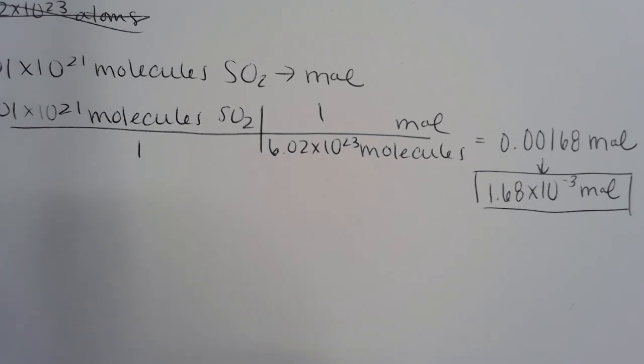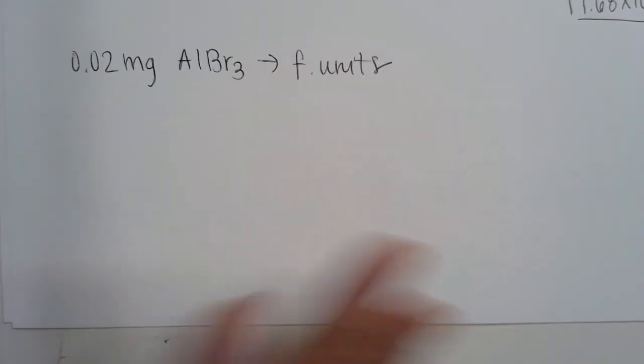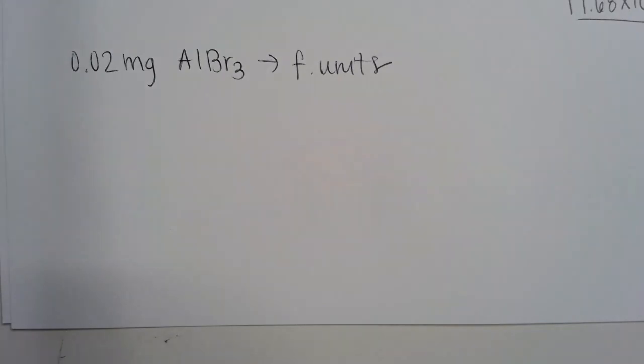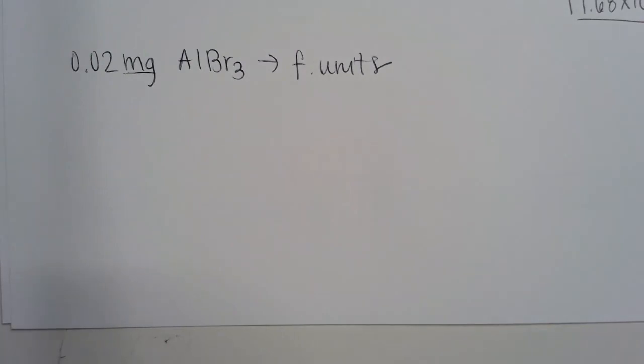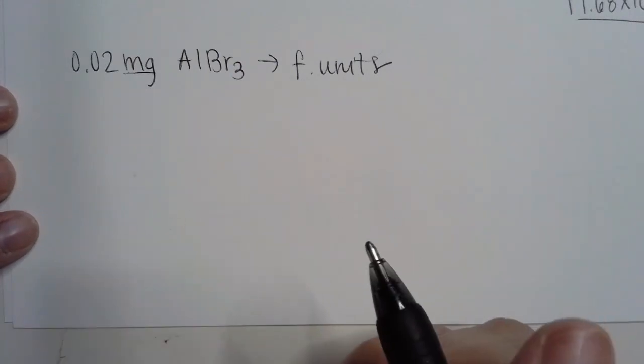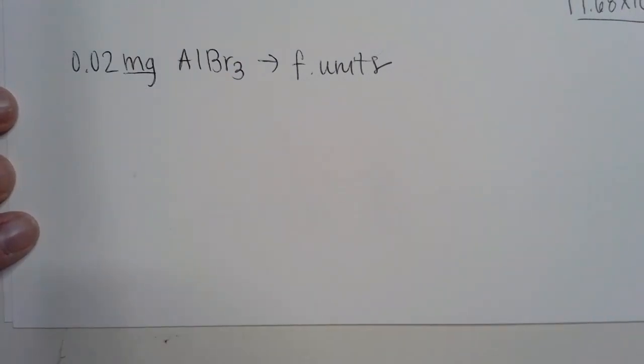Let's try one more, slightly more complex example. So let's convert 0.02 milligrams of aluminum bromide to formula units. You'll sometimes see units of milligrams, kilograms, or something that's not in units of grams. If you want, you can just move the decimal point as long as you're comfortable and you do that correctly. I usually just like to throw another conversion in there and just do it all at the very end.